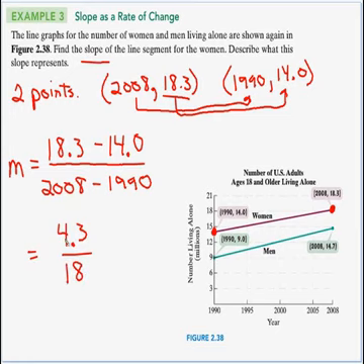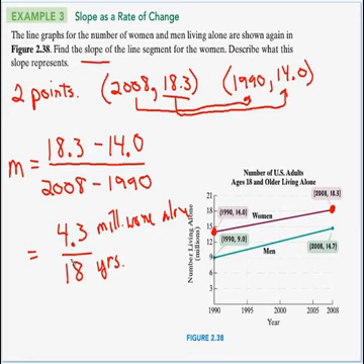So I guess we could leave it like that. It's kind of weird to see a decimal in the numerator of a fraction. But remember, what was our y-axis here? This is number of people living alone in the millions. So this is millions of women alone. And our denominator is in years. So let's see, how do we interpret this? Well, over the span of 18 years, 4.3 million more women will choose to live on their own.